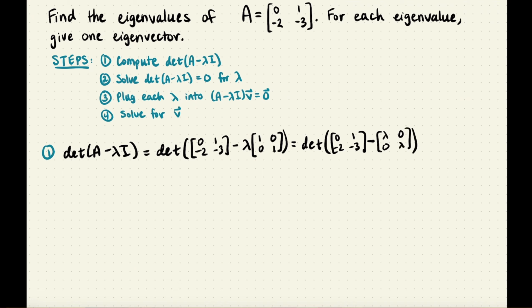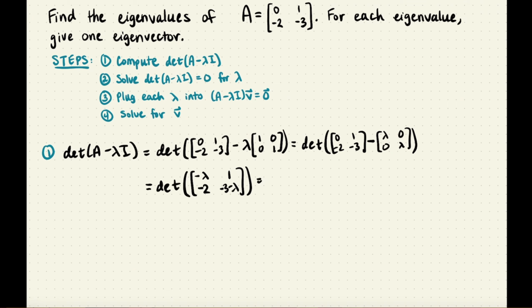Okay, so now I'm going to just subtract these matrices. So I want to find the determinant of, so if I subtract 0 minus lambda, that'll give me a negative lambda here. So we're just doing element by element. 1 minus 0 gives me a 1 here. -2 minus 0 gives me a -2. And then -3 minus lambda gives me a -3 minus lambda here. This is the matrix that I want the determinant of. Move that over a little. Okay, this is a 2 by 2 matrix.